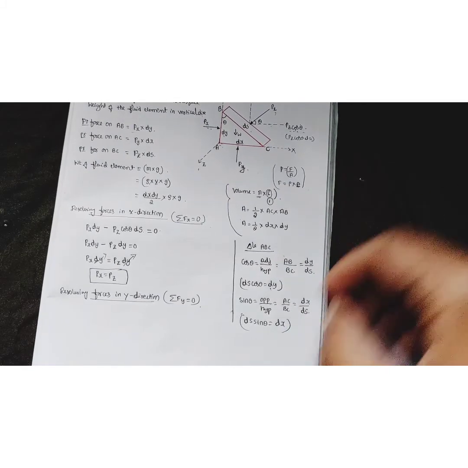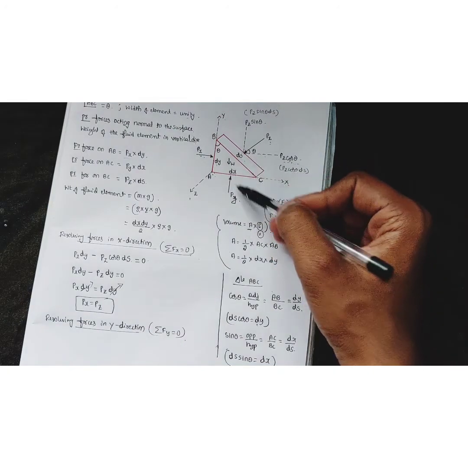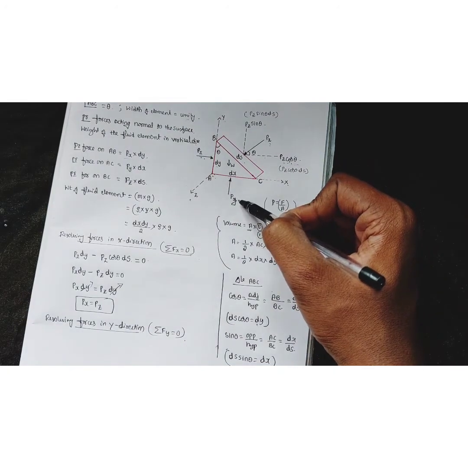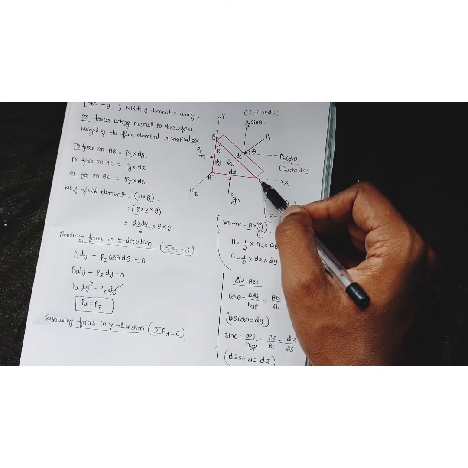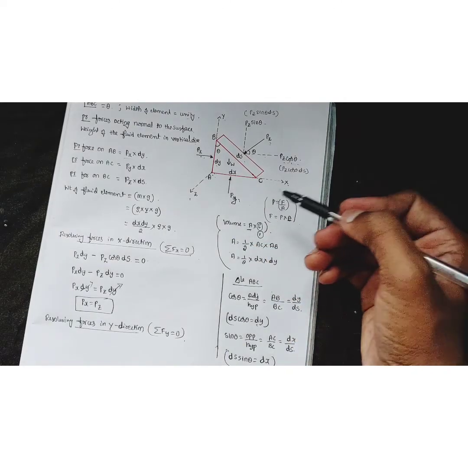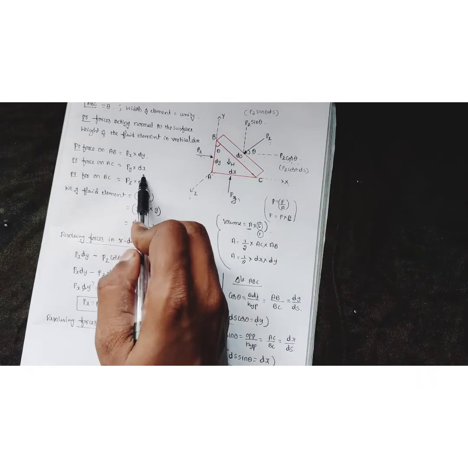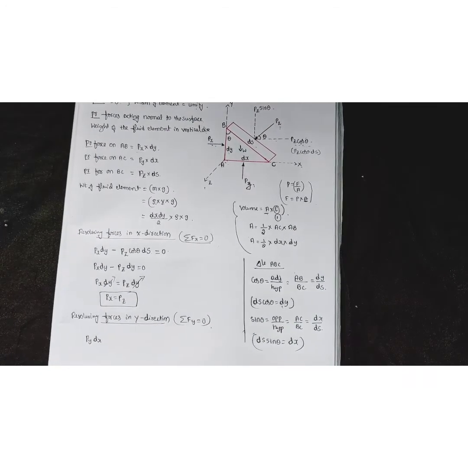Now let's see this diagram. So what are the forces which are acting in y direction? This force is acting in y direction, that is Py. The intensity of the pressure which is acting is Py, and it is acting on face AB. So this is a pressure. Then what is the intensity of the pressure force acting on face AC? That is Py into dx, and it is acting in an upward direction, it is plus.